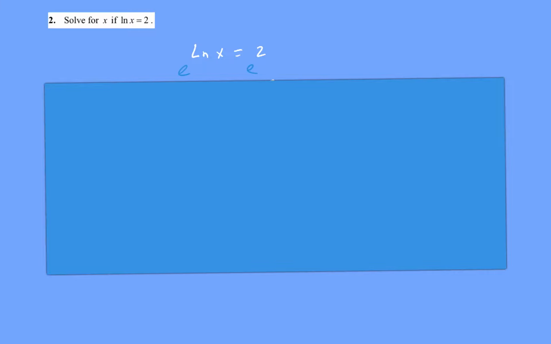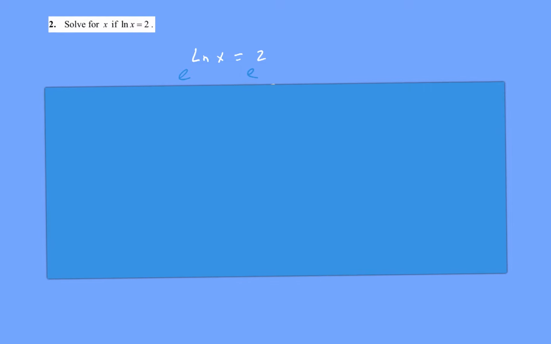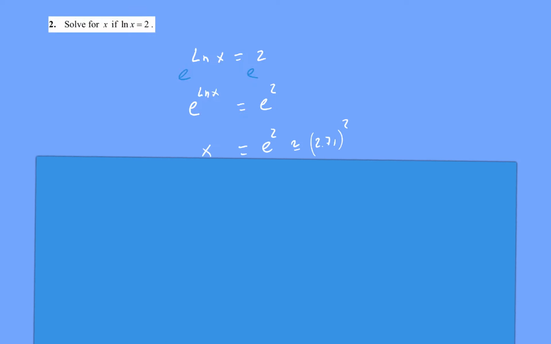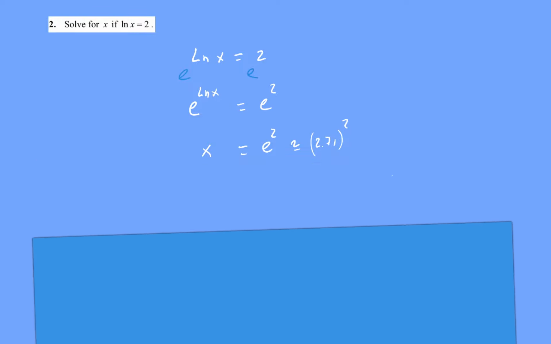So the equation will read e to the log of x equals e to the 2. And this will allow me to solve for x. Why? Because e to the log of x is nothing but x. So x is equal to e squared. And e squared is something like 2.71, an irrational number with infinite digits, squared. So the x is e squared.